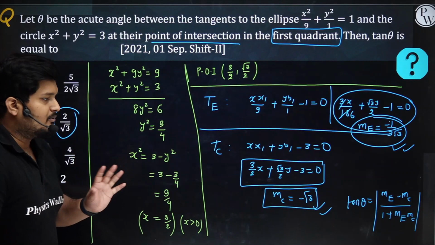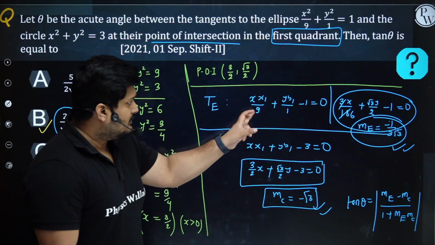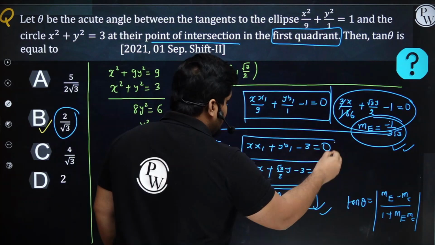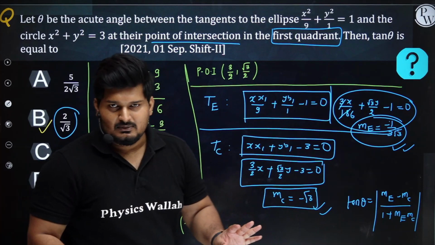So the question is very simple. It's just about finding the point of intersection, then using the point form of tangent for the circle and ellipse, and you got two slopes, then use tan theta. That's it. The problem is very simple. Moving on to the next one.